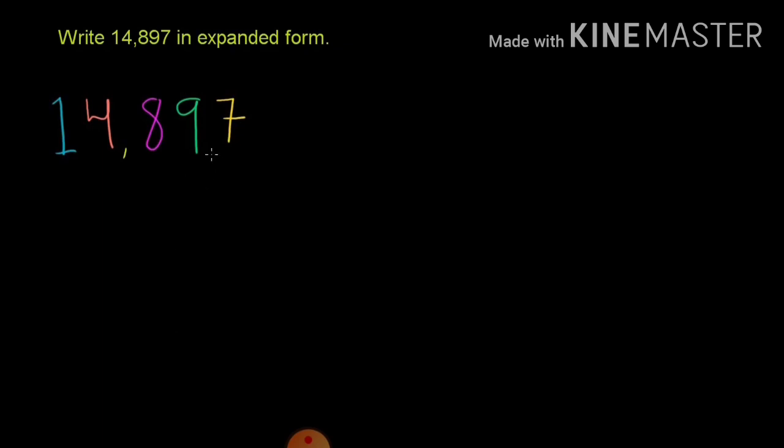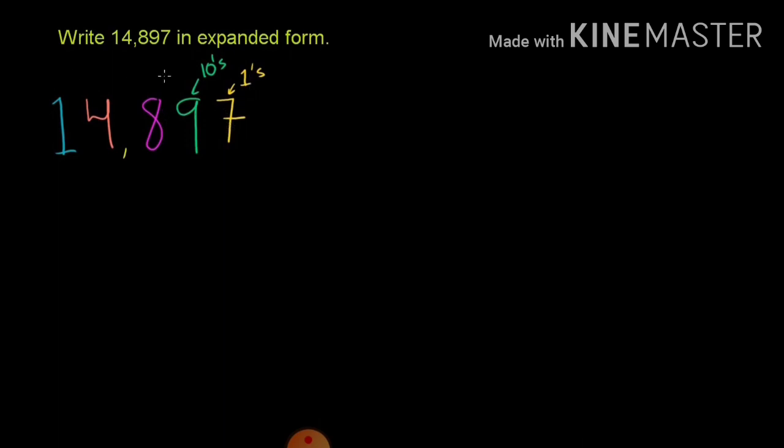So let's think about what place each of these digits is in. The 7 is in the ones place. The 9 is in the tens place. This literally represents 9 tens, and we're going to see this in a second. This literally represents 7 ones.